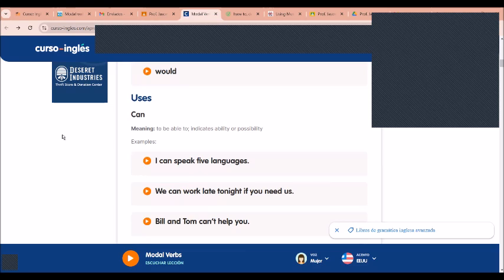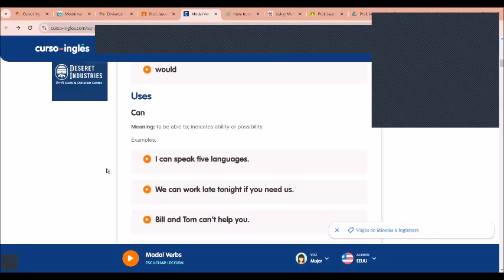Yes, teacher. Use can, meaning to be able to, indicates ability or possibilities. Examples: I can speak 5 languages. We can work late tonight if you need us. Bill and Tom can't help you. Miguel, can you play any musical instruments? Oh, no, I can't. All right. Expressing ability or inability. Good.